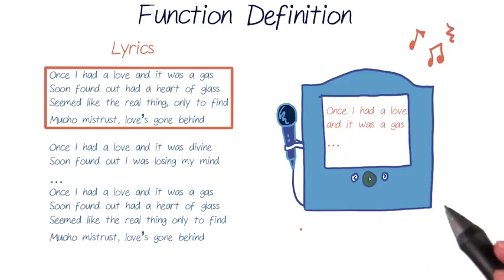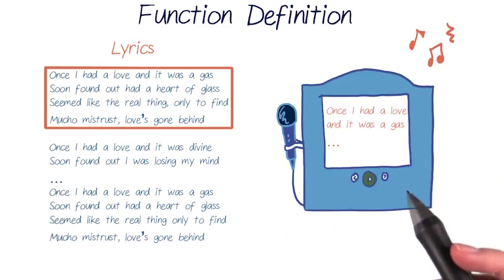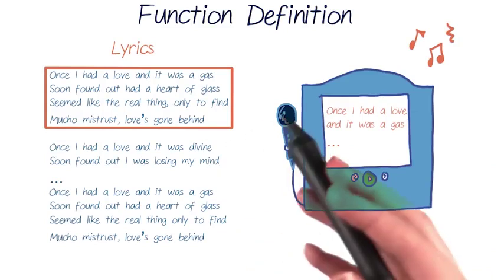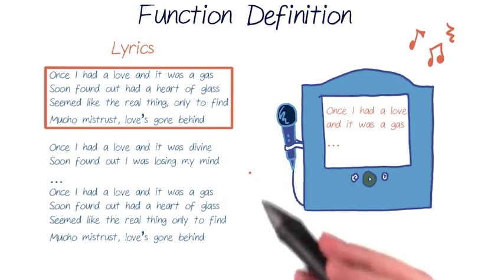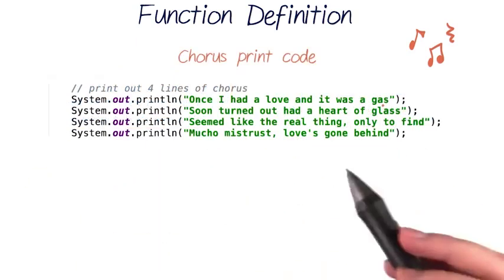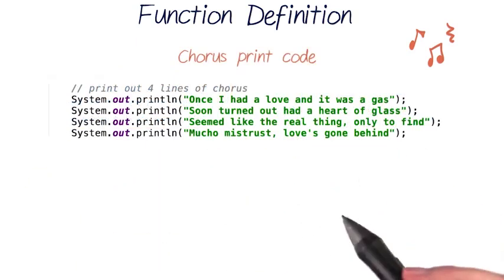Let's define our own function to help us program a karaoke machine. We want to print out the lines of a song and group together the lines for the chorus in a function so that we can easily repeat it. Here's the print code for the chorus of the Blondie song Heart of Glass that we wanted to repeat.